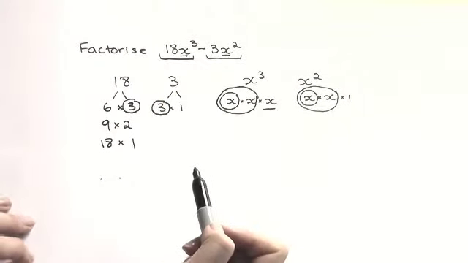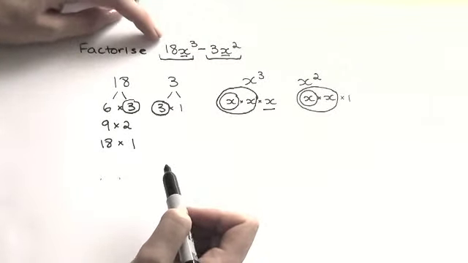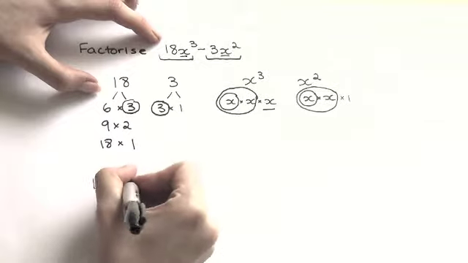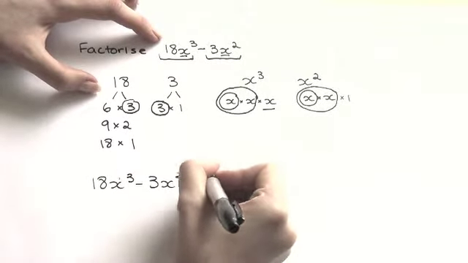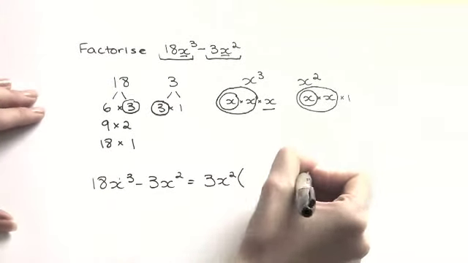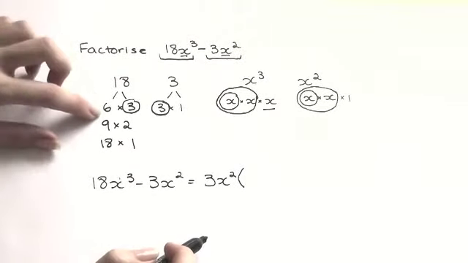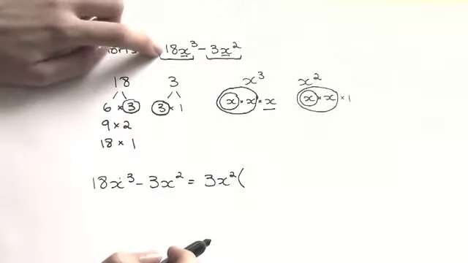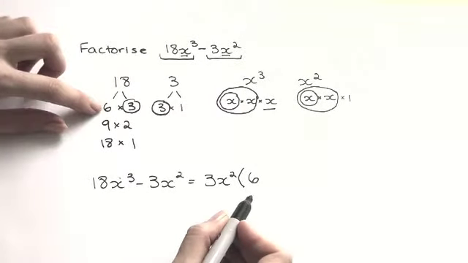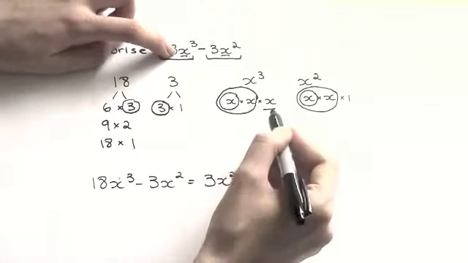So now that we've worked out what our common factors are, we can factorise. We pull out the 3 first of all. So we're saying 18x cubed minus 3x squared equals 3, and we're pulling out that x squared, so x squared. And then we have our brackets, because they're saying, what's left over after we pull out those common factors? For our 18, it was 6 times 3, so we're left with a 6. And what was left over when we pulled out the x squared from the x cubed was that x.